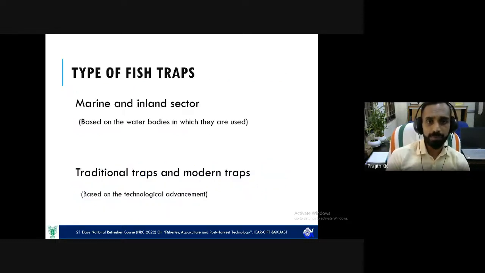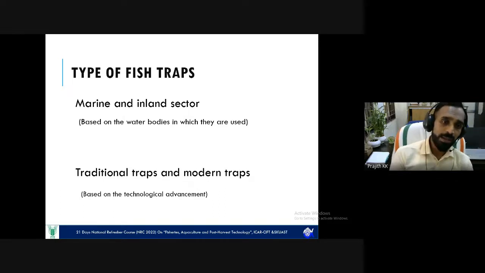The types of fish traps can be very broadly classified into two categories. One is the marine and inland sector, based on the water body we are using. First is the marine traps and inland traps, and the second one is the traditional traps and modern traps. In India, mostly we are using the traditional traps, and the modern traps may come from the intervention of institutes like CIFT, or some interested fishermen who may know friends from other countries, mainly from the Middle East. So from their own interest, they may be fabricating and operating them in some pockets of the country. So that's the only modern traps operating in the country.